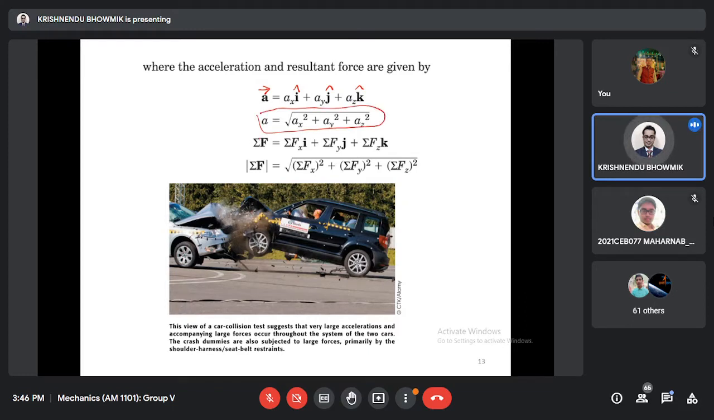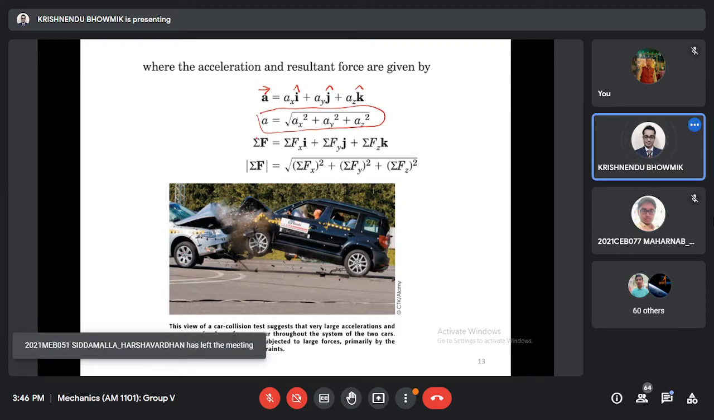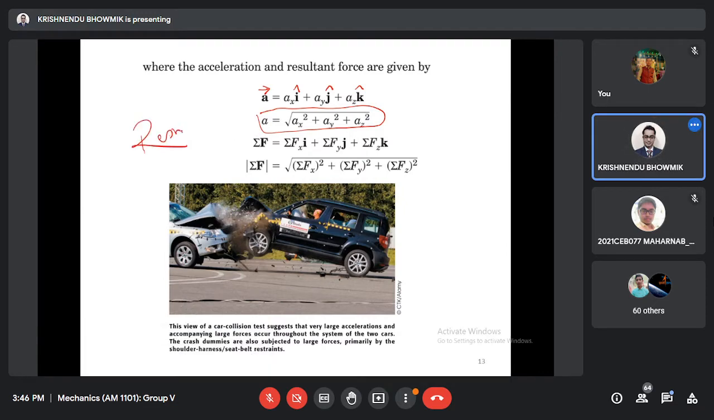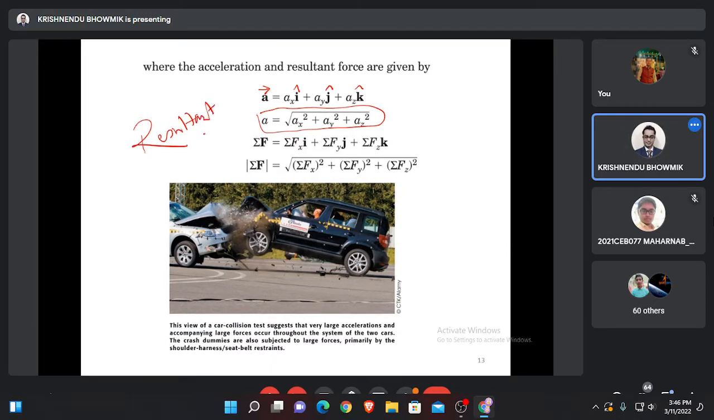So the resultant force may also have components like this, and this is the magnitude.